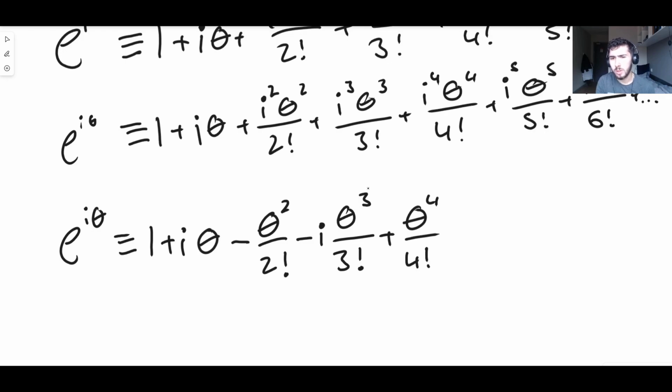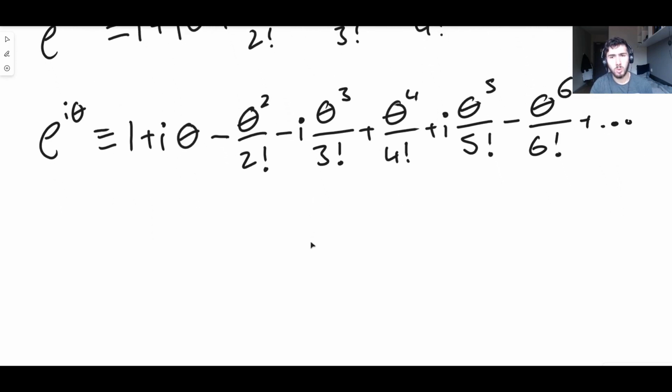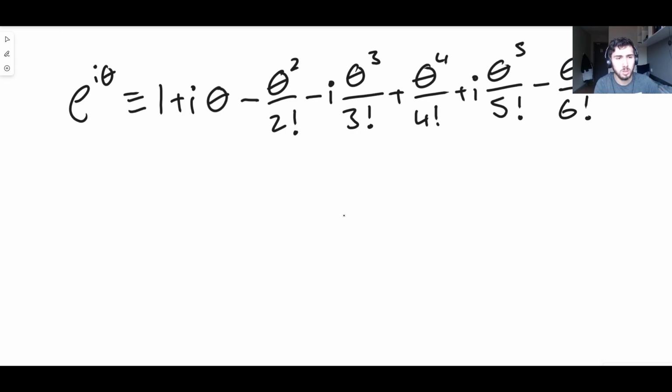i to the 5 is just i. So we get i theta to the 5 over 5 factorial. i to the 6 is minus 1. So we get minus theta to the 6 over 6 factorial. And this continues again forever. Now, right now it just looks like a bit of a mess, like a bunch of random terms. But what we're going to do is rewrite the terms in a different order and do a little bit of factorizing, but not a lot.